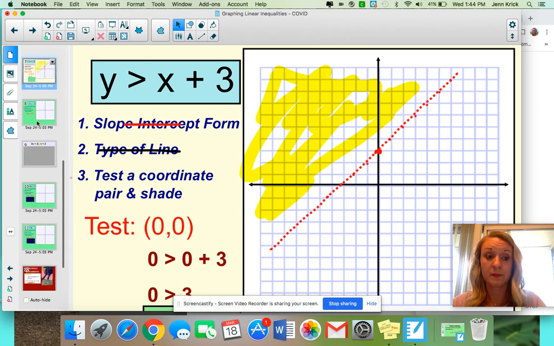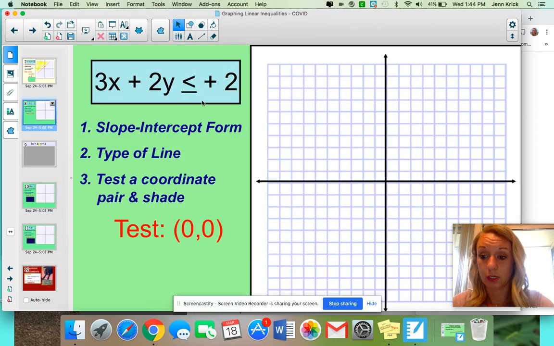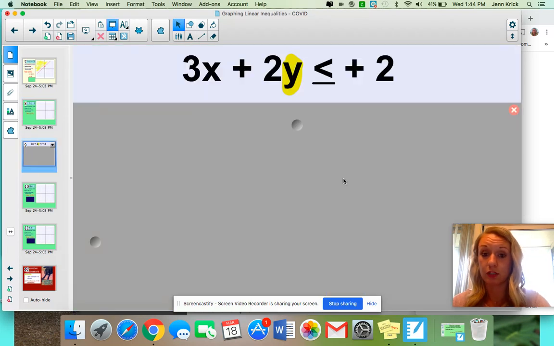Okay, moving on. Let's say that I gave you this inequality. Hopefully you can detect that this is in standard form, not slope-intercept. So before we can do anything, we need to change it from standard form to slope-intercept form. So let's quickly review how to do that.